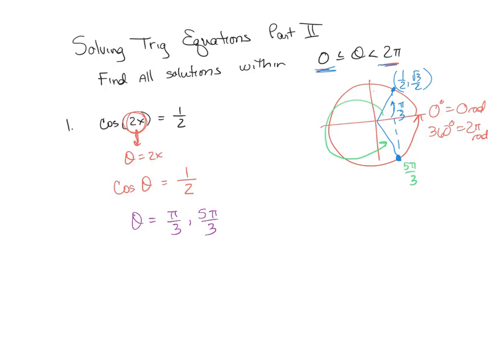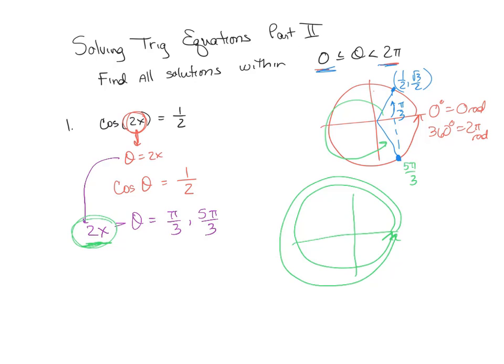The problem is we're not looking for theta, we are looking for x. Theta is equal to 2x. Now, this is where it gets tricky: I have to basically divide by 2 here, right? In order to find x, I have to divide everything by 2. But that means I'm going to miss solutions, because if I divide by 2 here, I need to go around this unit circle not just once, but twice in order to get all the ones within 0 to 2 pi. So let's go around again.